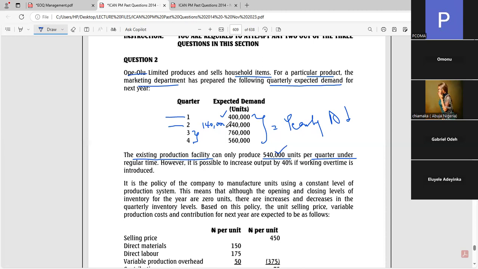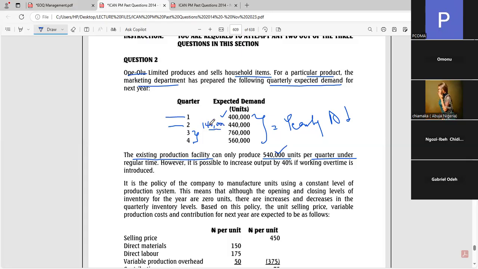Why did I do that? I'm not supposed to do that. I'm supposed to do 140,000 plus 540. Where did you get the 140,000 from? This man is not looking. You are distracted. 540 minus 400. If you produce 540 and your demand is 400,000, won't you have closing stock of 140?